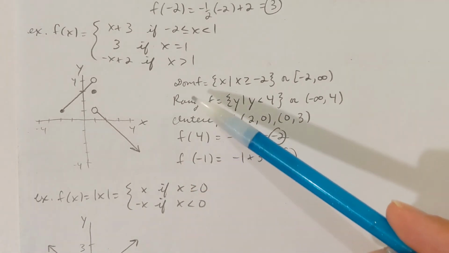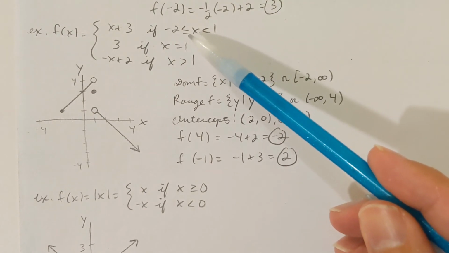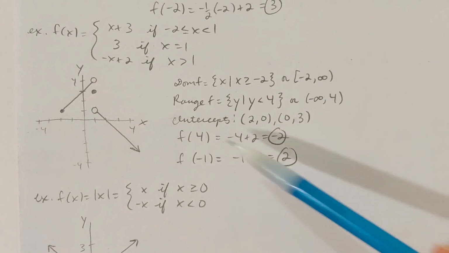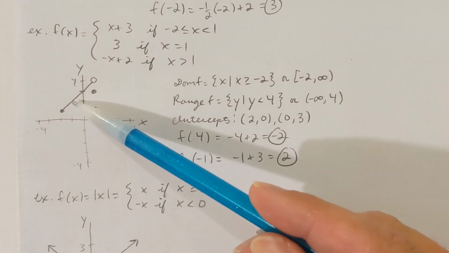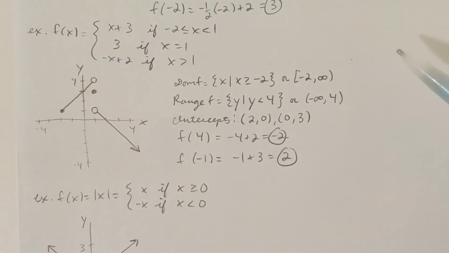F of negative 1, negative 1 is between negative 2 and 1. Negative 1 plus 3 is 2. And negative 1, 2, yeah, that's that point right there. Okay?